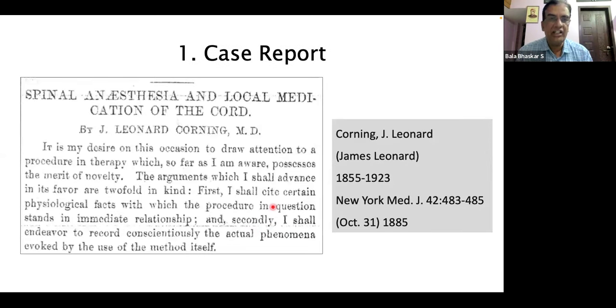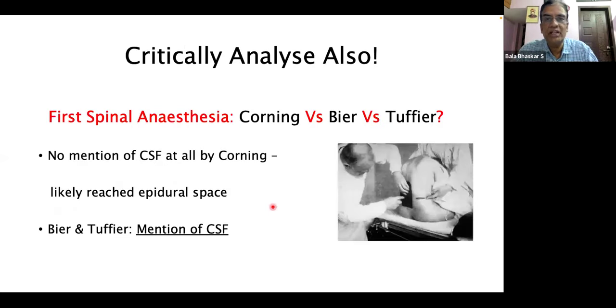For example, the earliest one, when we speak about spinal anesthesia and local medication of the cord, was the title of a publication by Dr. Corning. All of us know he's one of the earliest persons to instill local anesthetic into the central nerve axis. But was it the spinal canal or the epidural? There was confusion. There were subsequent case reports by Bier and Tuffier. In their publications, they clearly mentioned that they reached the CSF and the drug was injected. Corning, in his publication, never clearly mentioned whether he reached the CSF or not.